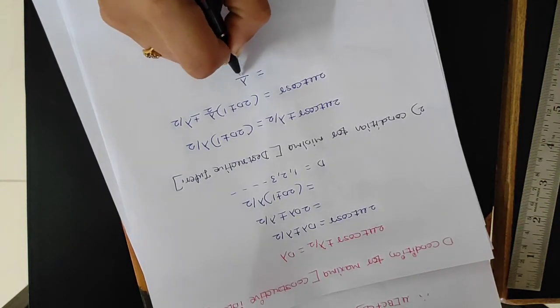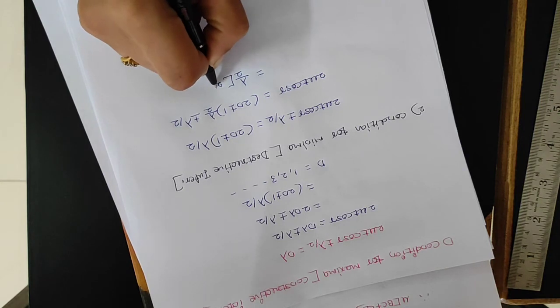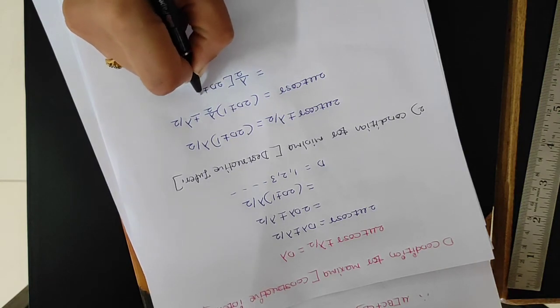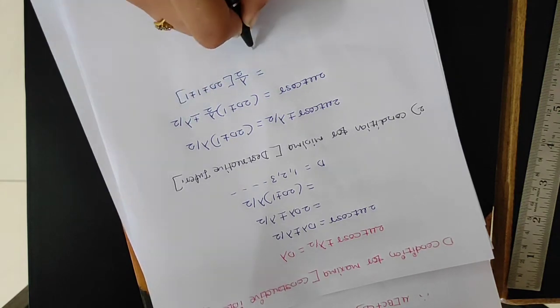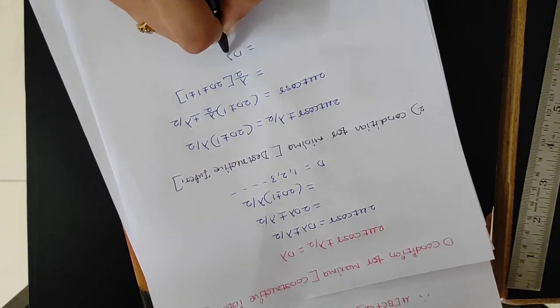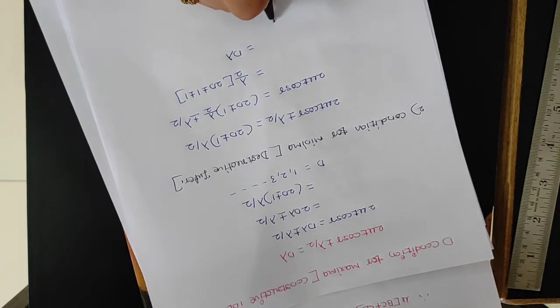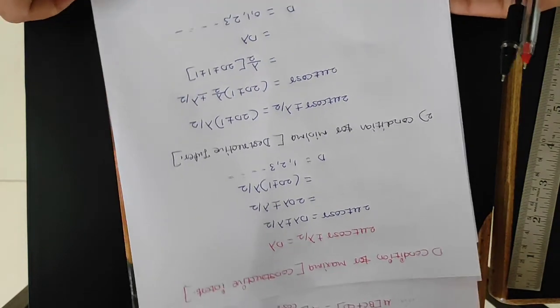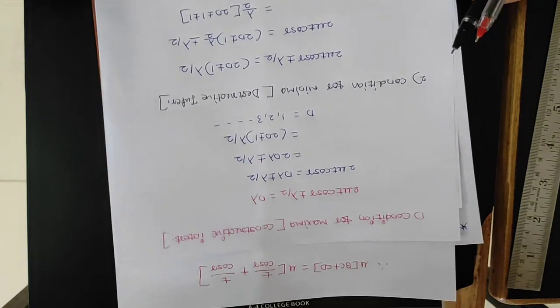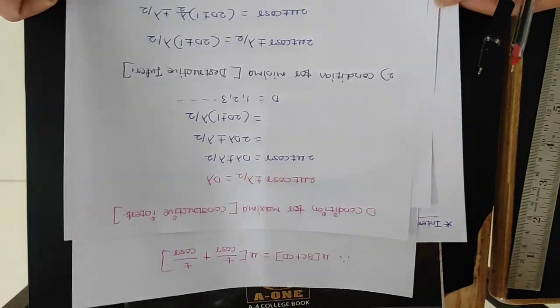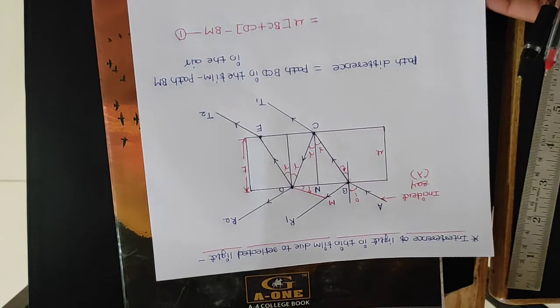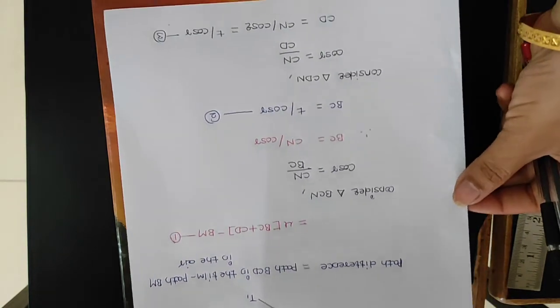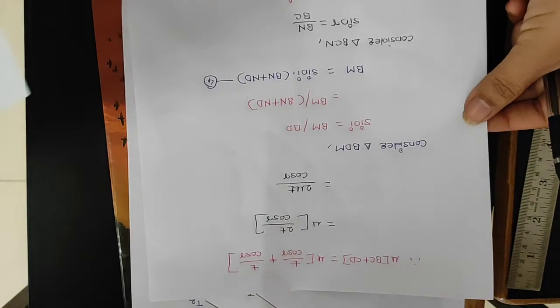So we can write the remaining equation. So here what we get, n into lambda. So here n is equal to 0, 1, 2, 3 and so on. So this is the interference of light in a thin film due to reflected light.